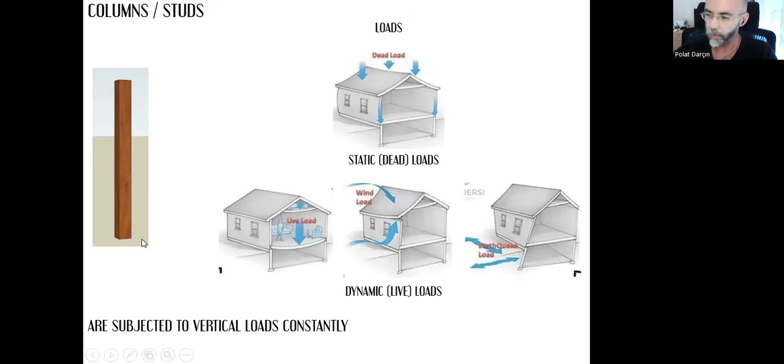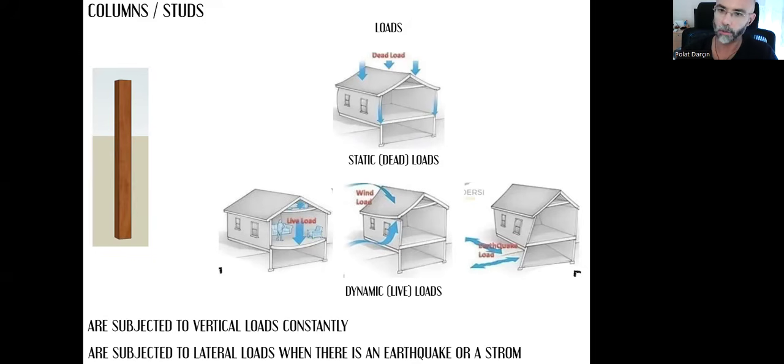But columns work to meet and carry and transfer mainly the vertical loads. So they are constantly subjected to vertical loads. And when there is a storm, when there is strong wind, or when there is an earthquake, then they are also subjected to lateral, horizontal loads. They need to carry all these loads.